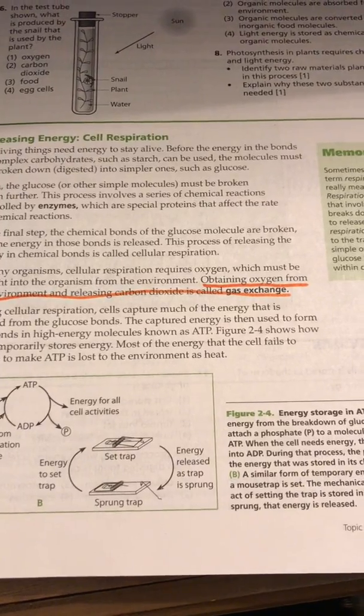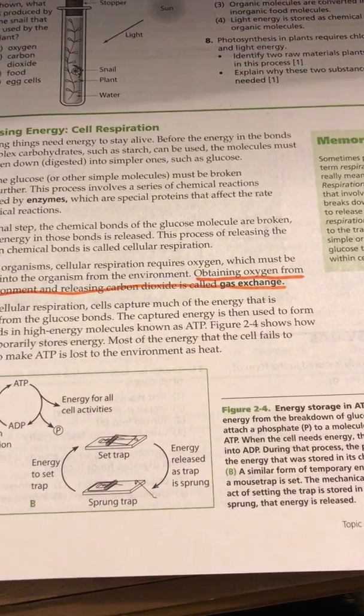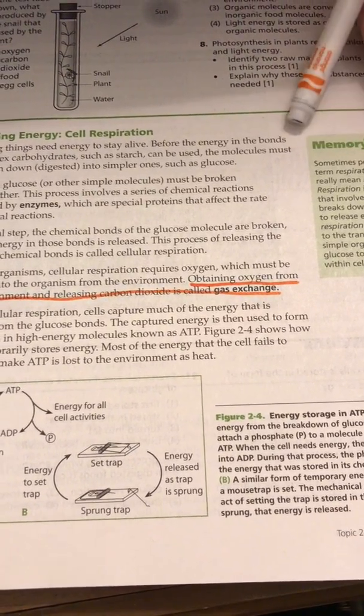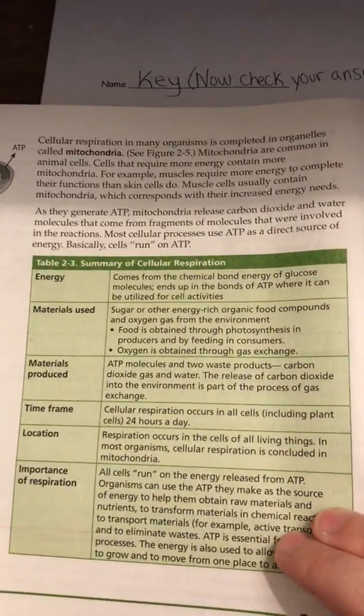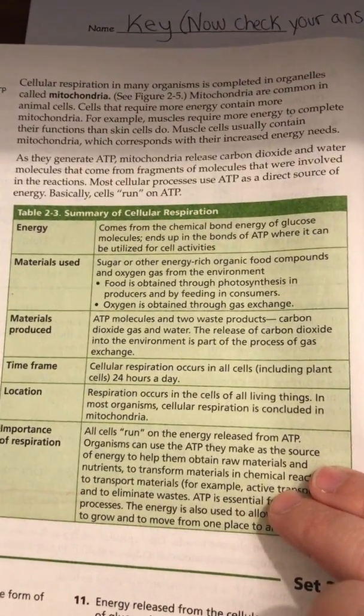During cellular respiration, cells capture much of the energy that is released from the glucose bonds. The captured energy is then used to form new bonds in high-energy molecules known as ATP. Cellular respiration in many organisms is completed in organelles called mitochondria.